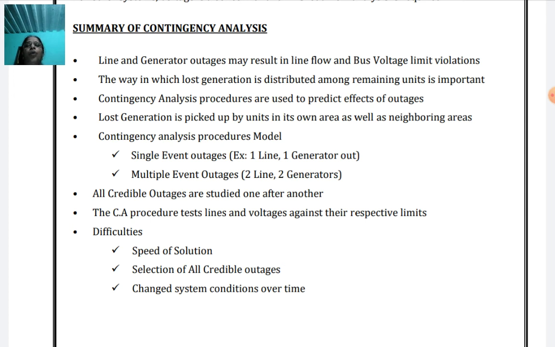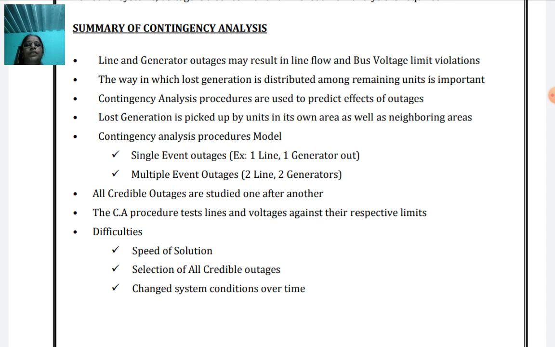The line outage and generator outage processes are done one after another until the last generator or last transmission line is done. Contingency analysis procedures are used to predict the effects of outages. The lost generation is picked up by units in its own area as well as neighboring areas. Therefore, the procedures are used to check single event outages and multiple event outages.